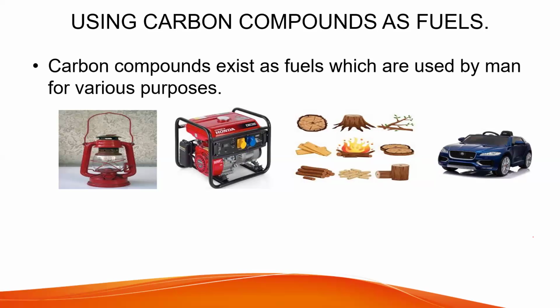Maxwell? Mildred. The first one is a kerosene lamp. Then the second one is a generator. Then we have wood and electronic, the vehicles.